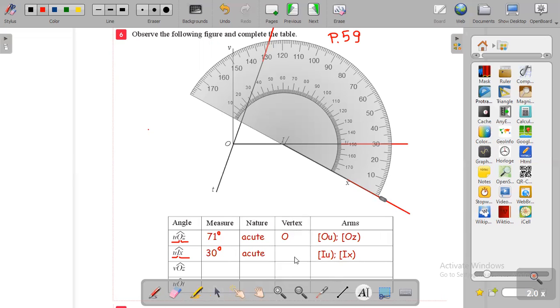Now, what is the vertex? The vertex is at the middle. It is a point I. The vertex is I. Now, VOZ. The arms are OV, OZ. Let's write first the arms, then we elongate them.